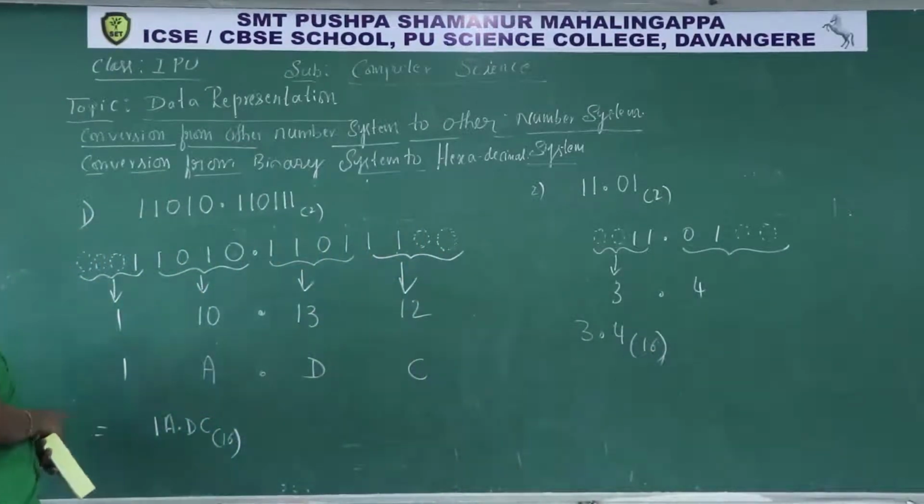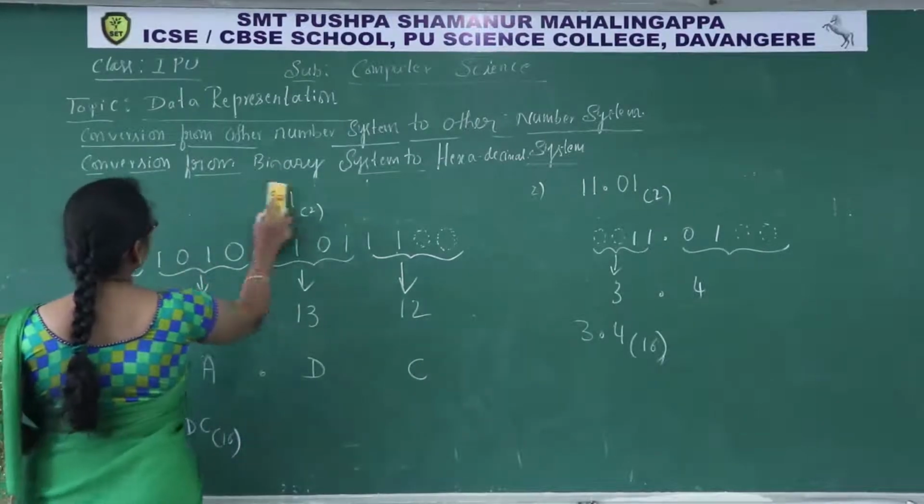I hope you understood how to convert binary to hexadecimal. Next, hexadecimal to binary.